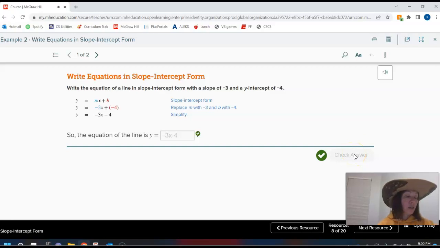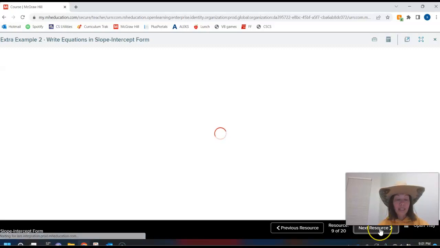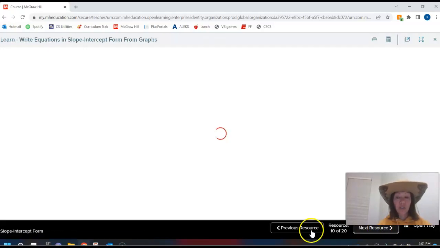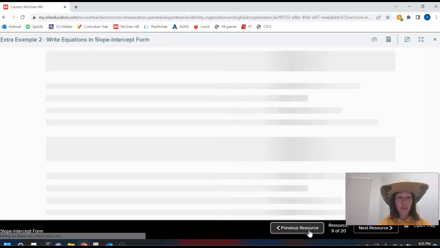So for these, all you have to do is write them in slope-intercept form. If you have this and this, really easy, just plug it in. If you have this, then you should also be able to identify the slope and the y-intercept, so kind of going both ways.